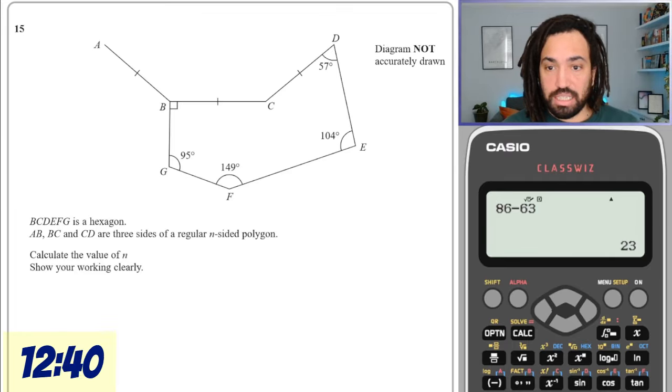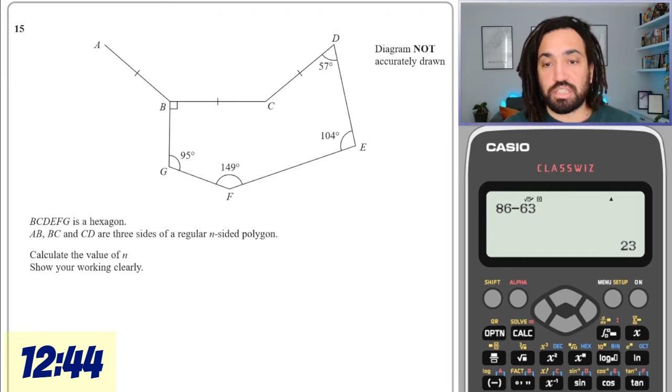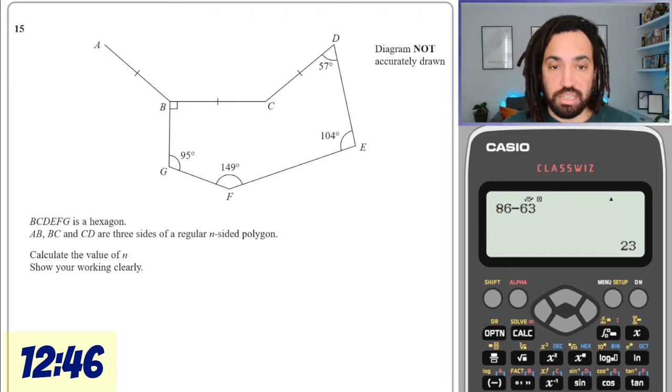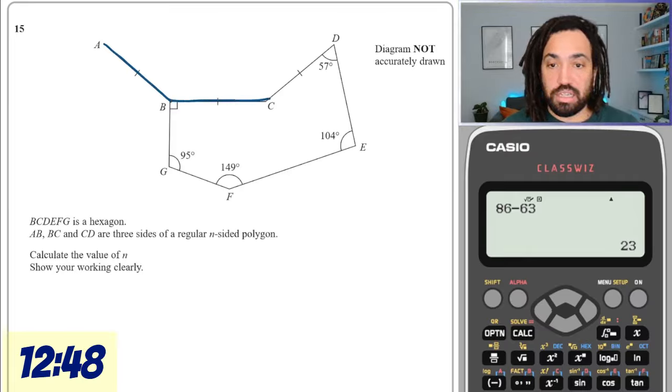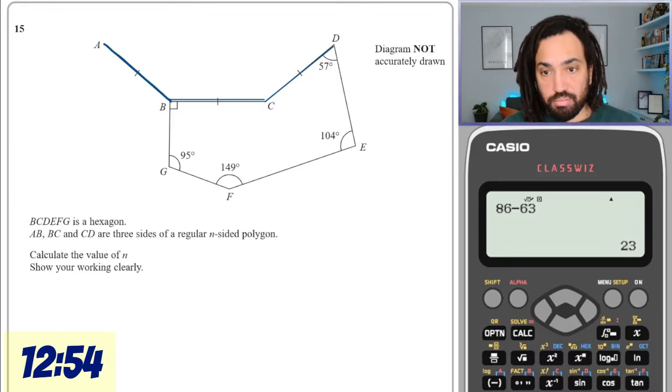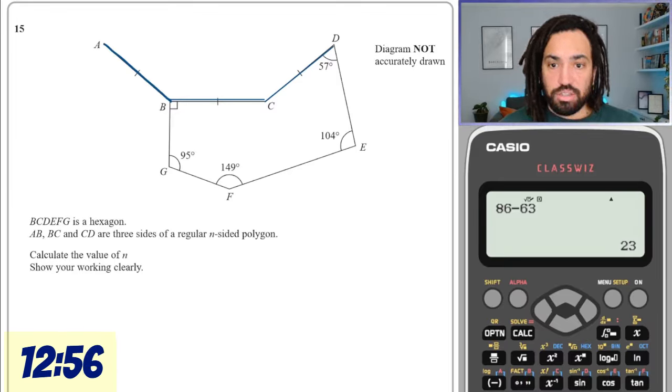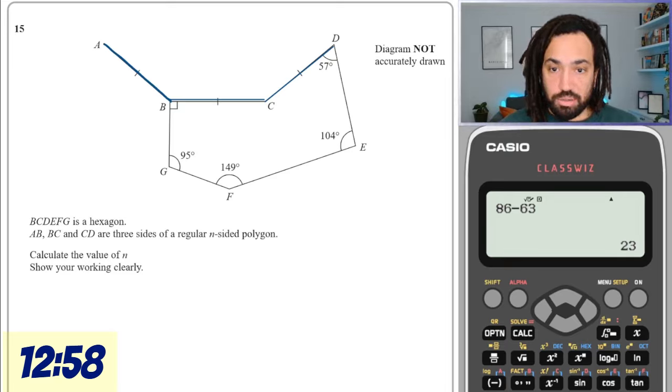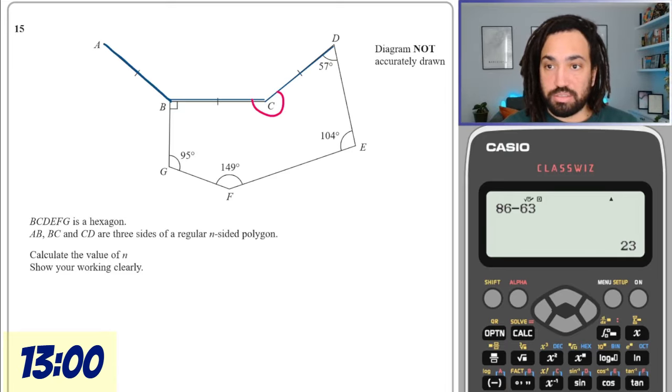B, C, D, E is a hexagon. A, B, C, D are three sides of a regular polygon. Oh, I see, right, so this is a side, that is a side, and that is a side of a regular polygon. Fine, okay. So we need to find this angle here. This is what it's asking. That's what we need to find first, don't we?